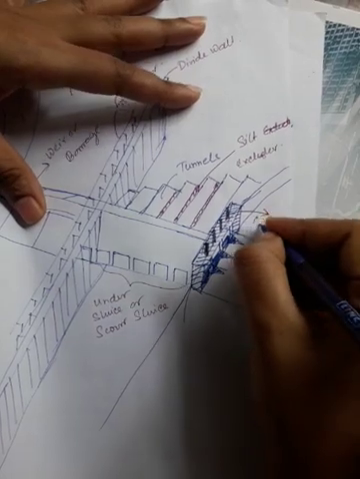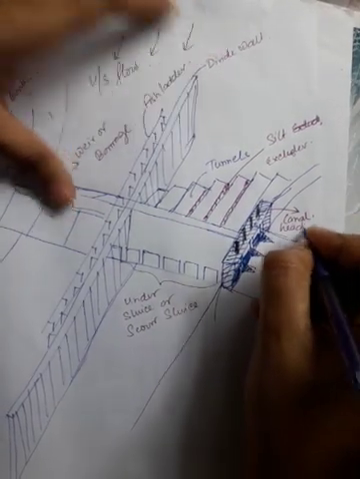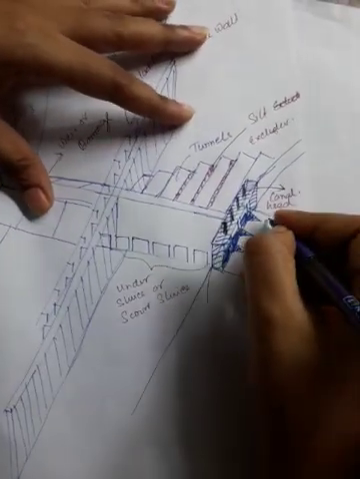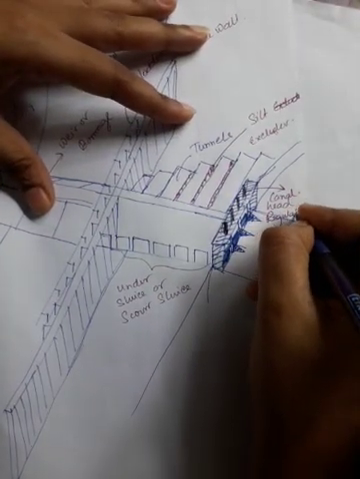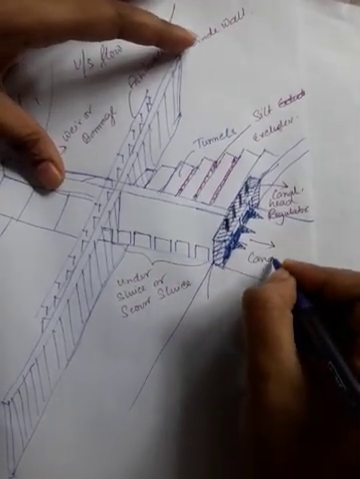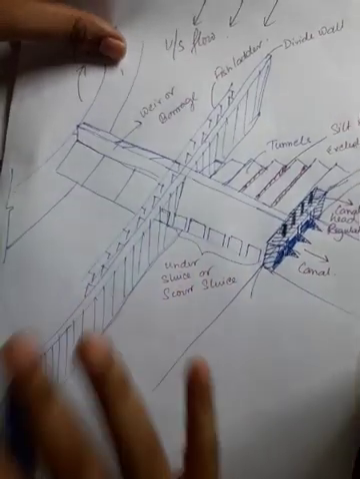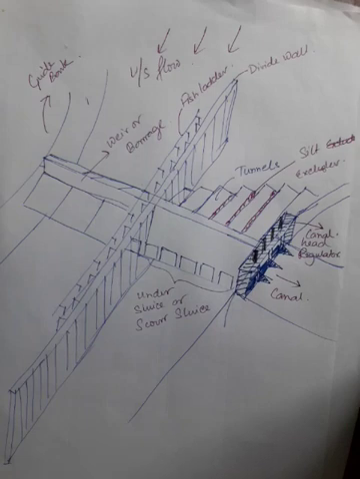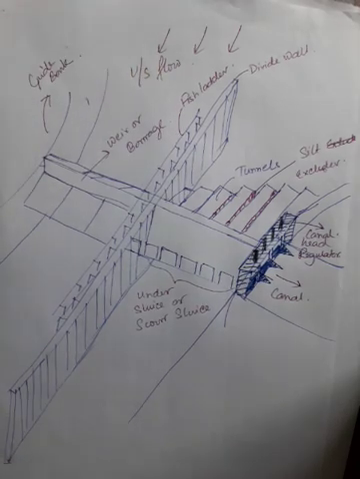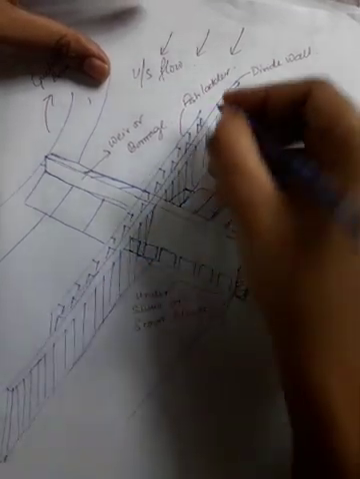These are the canal head regulator. This is the passage of canal water through this. So this is a typical three-dimensional diagram of a diversion headwork. So, let me explain to you the purposes of these components once again.